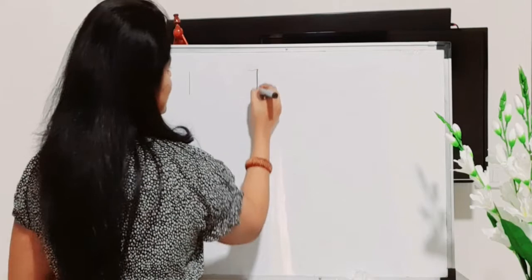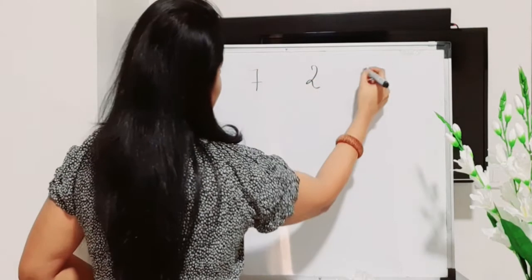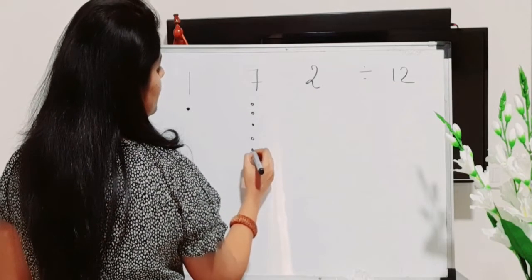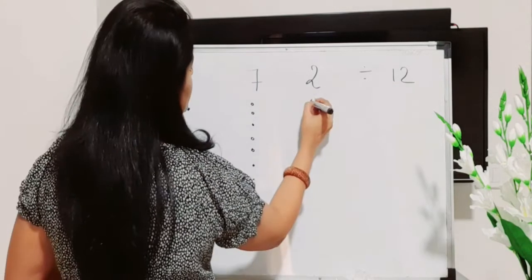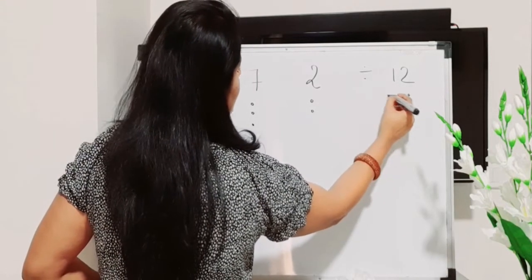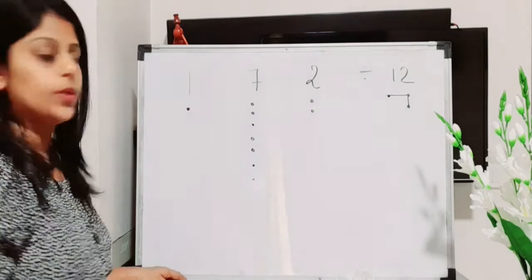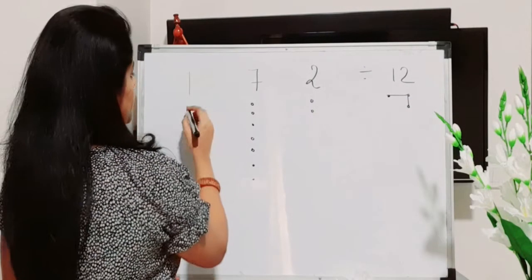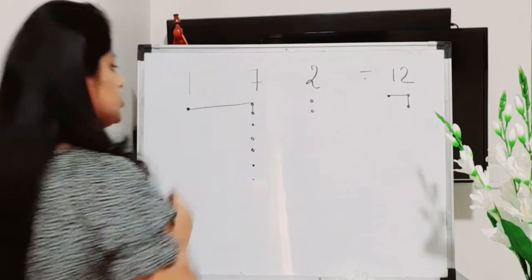Okay, so the next question asks us 172 divided by number 12. So for 1 dot, for 7 dots 1, 2, 3, 4, 5, 6, 7, and for 2 dots. And how do we group? 1 in one column and 2 in the other column. So this is how we have to group it out. Let's check. Yes, we have 1 in the first column and 2 in the second column. So we'll just join it.